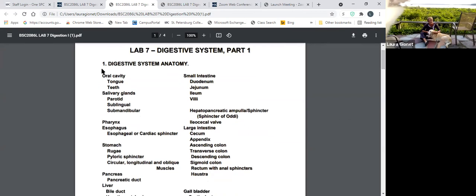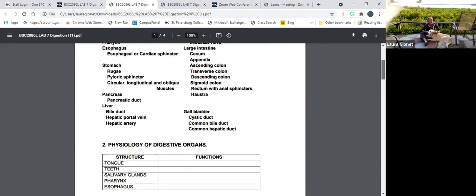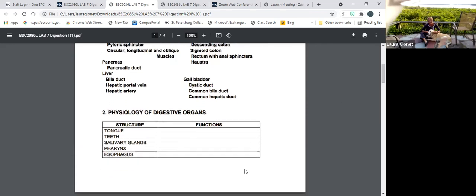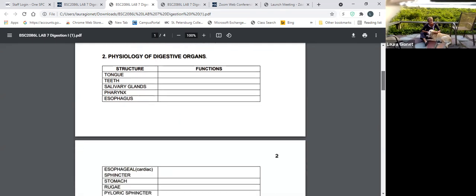Okay, so we are going to start with digestive anatomy, and we're going to identify all these bold printed items: the oral cavity, tongue, teeth, salivary glands, parotid glands, sublingual glands, all of these. And of course, there are functions to match the physiology. So this is going to be easy enough to be able to identify multiple models as we progress through. We can start looking at the images. So let's start on the functions.